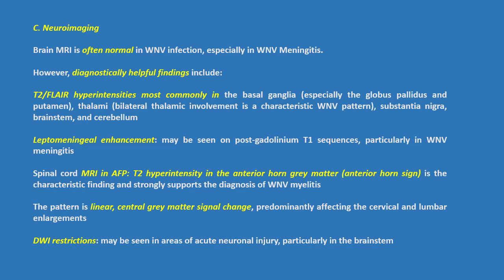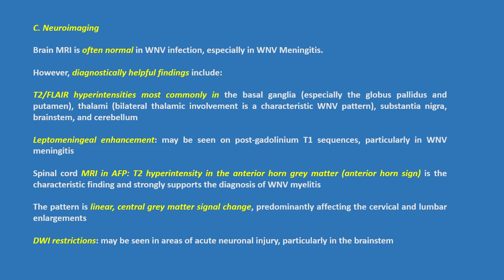Neuroimaging. Brain MRI is often normal in West Nile virus infection, especially in meningitis. However, diagnostically helpful findings include T2/FLAIR hyperintensities, most commonly in the basal ganglia, especially the globus pallidus and putamen, the thalami, substantia nigra, brainstem and cerebellum. Leptomeningeal enhancement may be seen in meningitis.